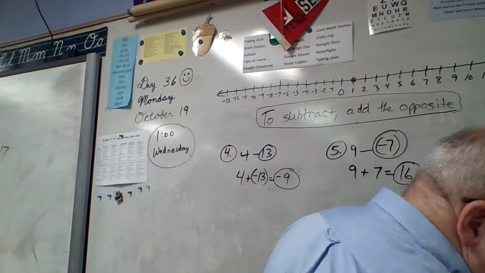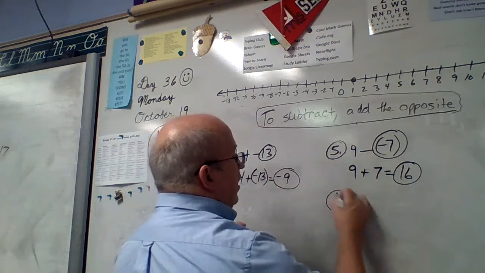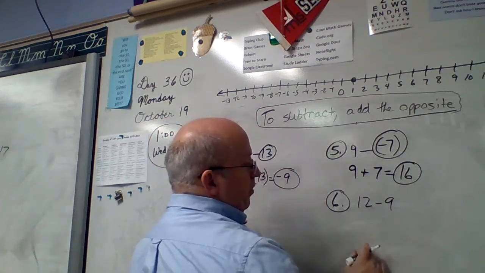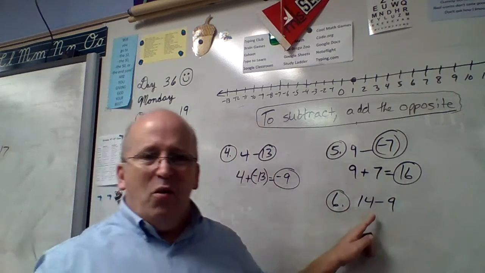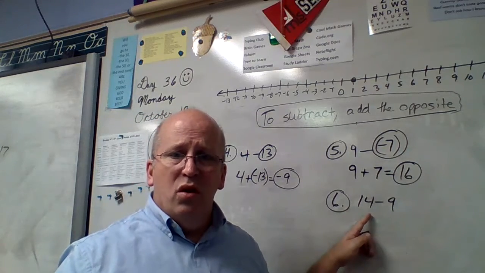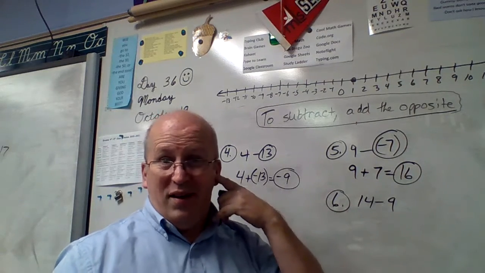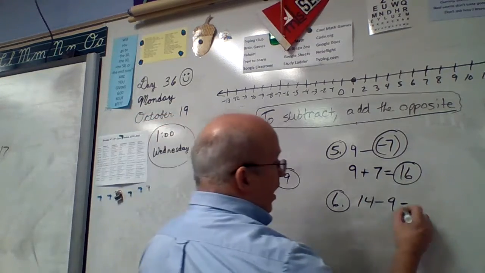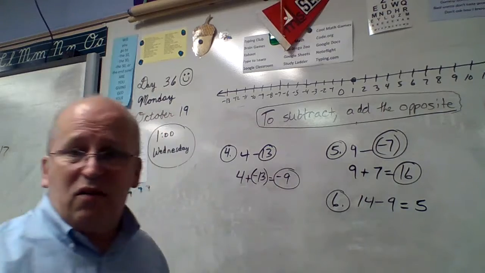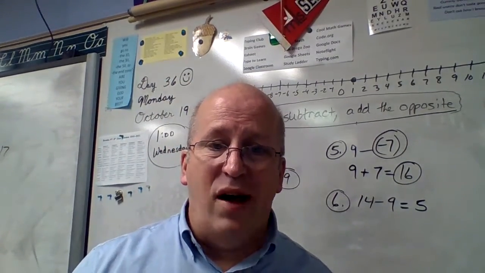Let's try something similar to number 6. Number 6 says 12 minus 9. I'm not going to do that one. Let's do 14 minus 9. Wait a minute. Do I really need to use the new rule of subtraction on something like this? I don't think so. You've been doing 14 minus 9 since probably 2nd grade, right? What is 14 minus 9? Well, it's 5, isn't it? If you think about your math facts, 5 plus 9 is 14, therefore 14 minus 9 equals 5.